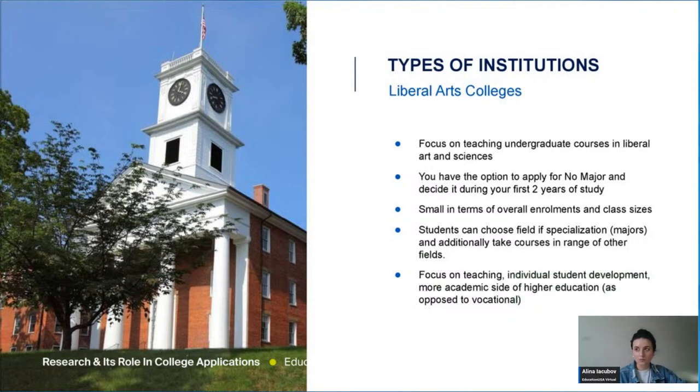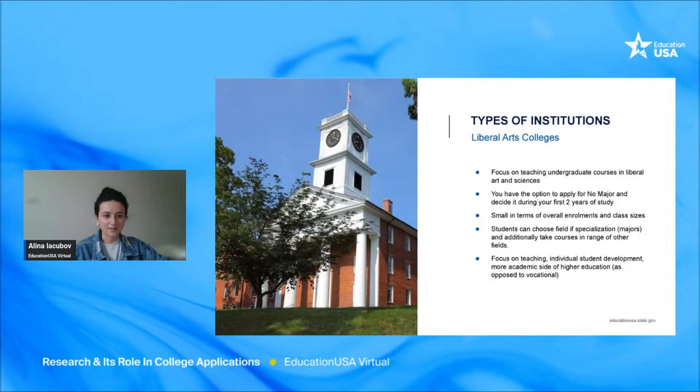So if, for example, you haven't decided on a major, or you haven't decided on a domain that you would really like to orient yourself toward, but you really want to study, you can apply to a liberal arts college. And in the first 2 years of study, you can choose your major and minor also if you want. So that's a great opportunity for those who haven't decided yet on their professional side and their professional life.